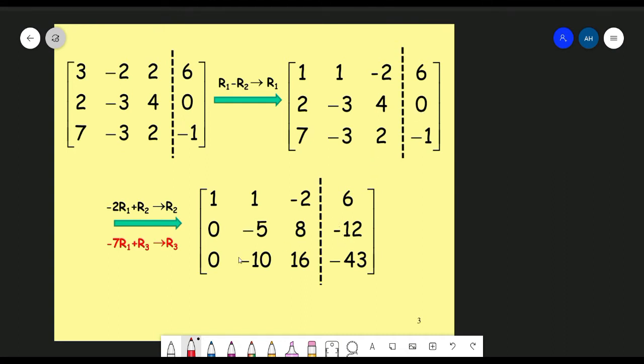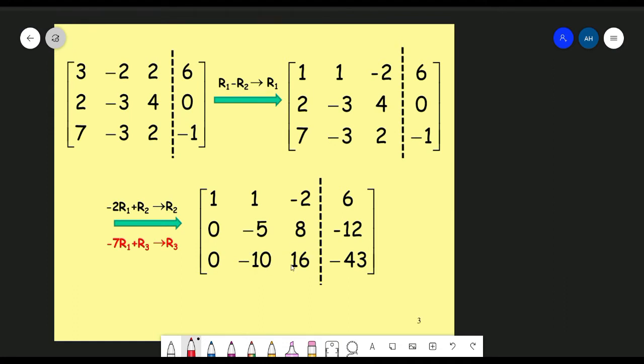Alright, now let's check row number 3, how we get all these numbers. Let's follow this operation and check whether all these numbers are correct. We multiply negative 7 by row number 1, and then we add to row number 3. Negative 7 plus 7 is 0. Yes, we have 0 there. Negative 7, negative 3, we have negative 10. Yes, we have negative 10 there.